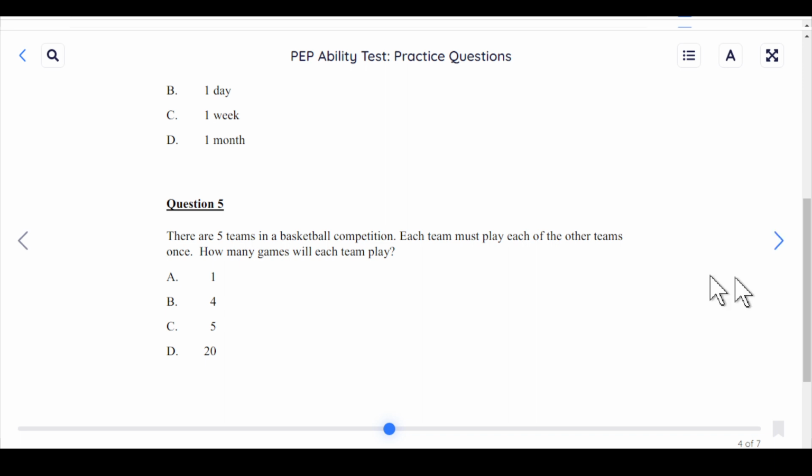Now for question 5. Question 5 says there are 5 teams in a basketball competition. Each team must play each of the other teams once. How many games will each team play? Let's go to the whiteboard with this one. So we have 5 teams.